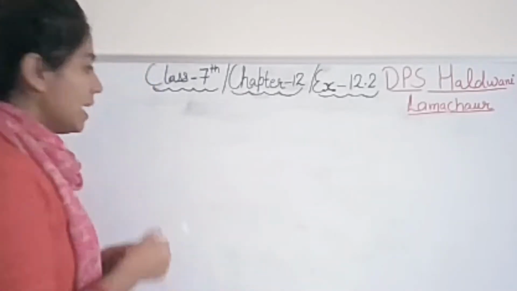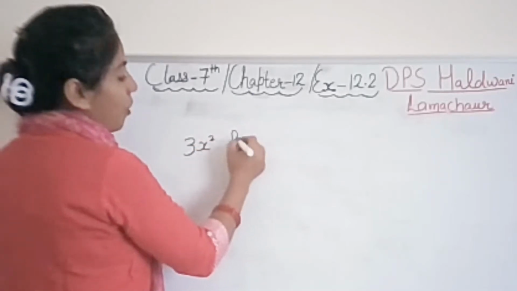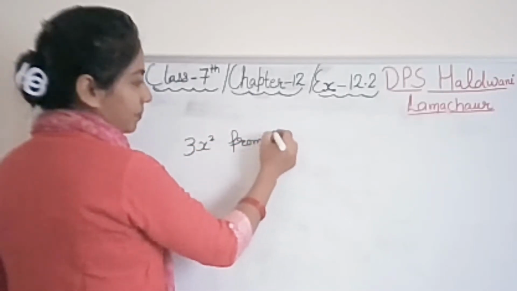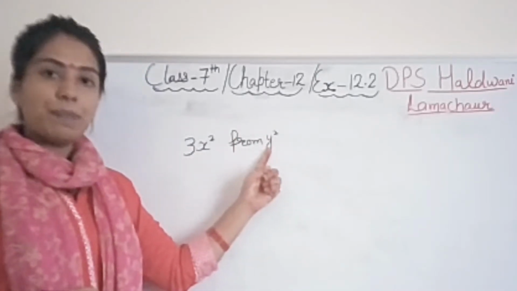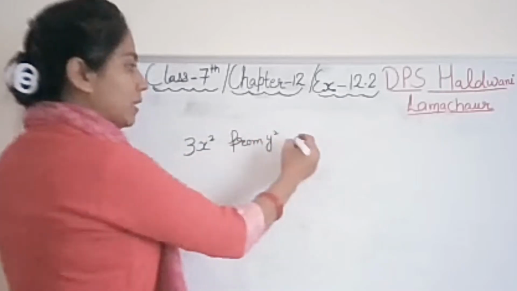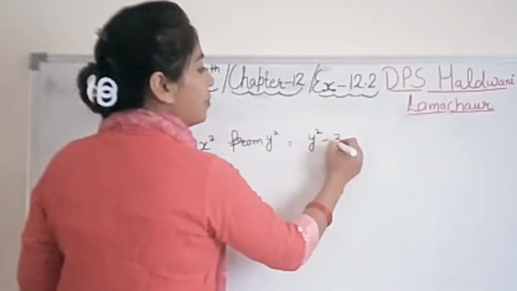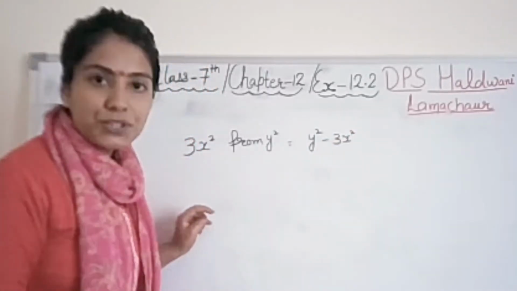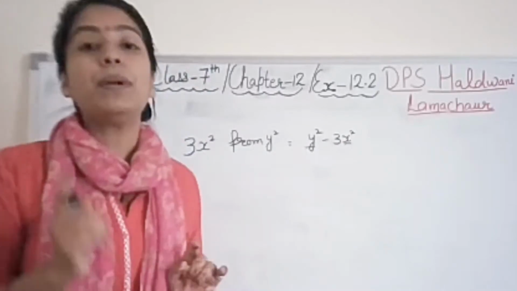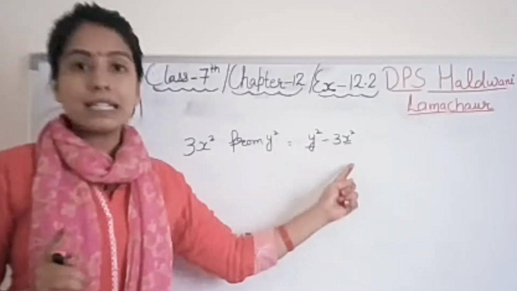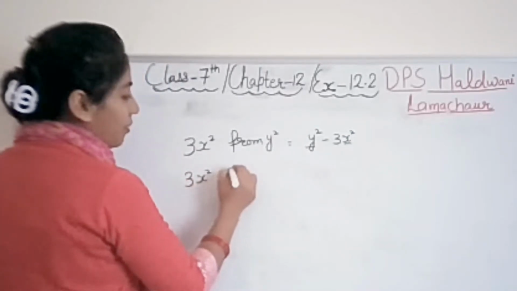For example, if I say subtract 3x square from y square, can you subtract, student? From this, the basic remains same. The expression will come as y square minus 3x square. Can you subtract? No, because it is y square and it is x square. The variable will be same. So we can't subtract.